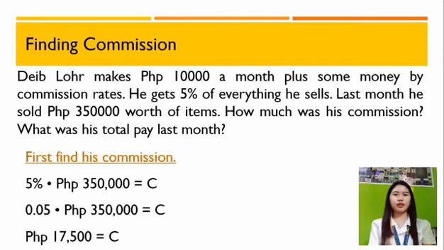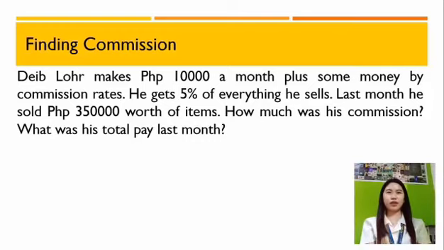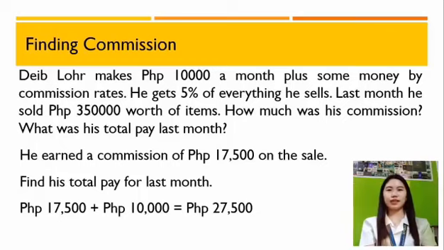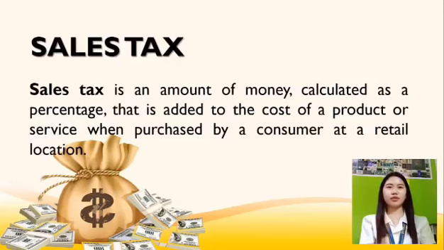5% times 350,000 is equal to C or commission. We change the percent to decimal. 5% is 0.05 times 350,000 pesos is equal to commission. So the commission was 17,500. We answered question number 1. Now, we will answer question number 2, which is, what was his total pay last month? 17,500 plus 10,000 is equal to 27,500. His total pay for last month was 27,500 pesos.